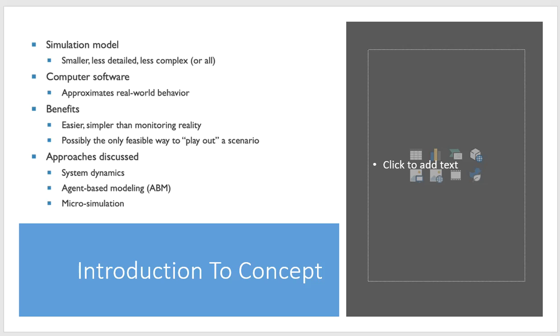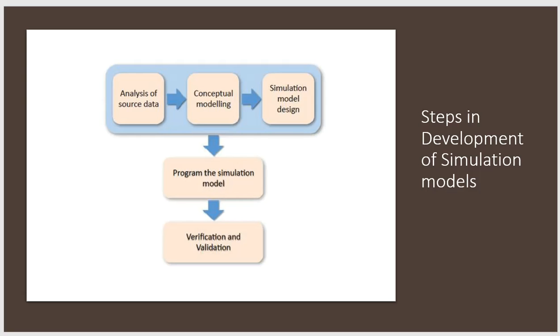There are different types of simulation models that we use in the real world: system dynamics, agent-based models, and micro simulation. These days, agent-based modeling and micro simulation have become very popular. This is what we call a system simulation, and this is about a simulation model. In the next slide, we discuss how these simulation models are applied.